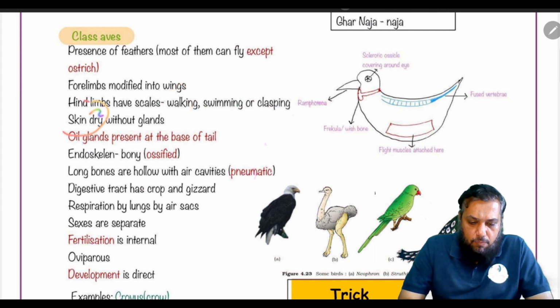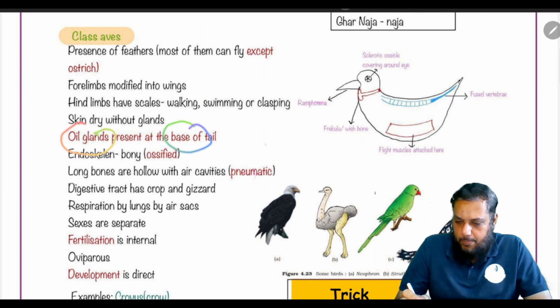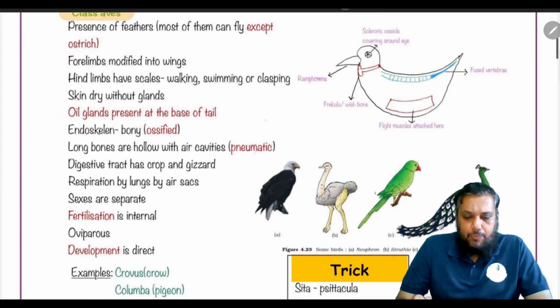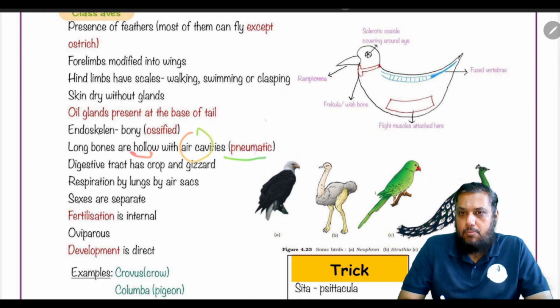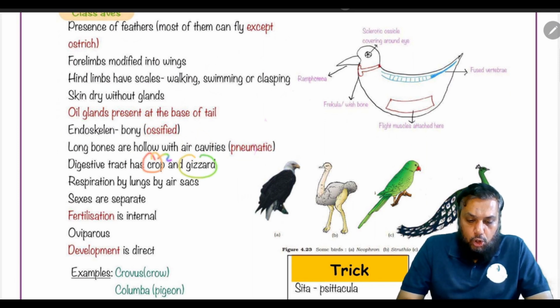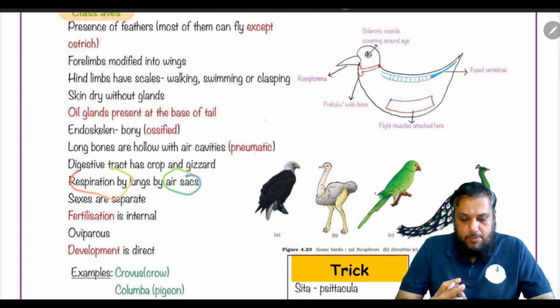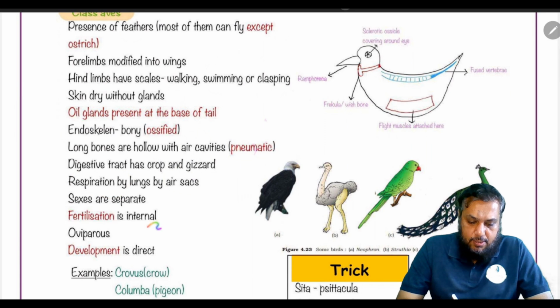Their skin is dry without any glands, except some of them have oil glands at the base of the tail. इसको preen gland भी कहते हैं. Endoskeleton is bony, ossified, and their long bones are hollow with air cavities. Such bones are called pneumatic bones. इनका जो digestive system होता है, उसके पास crop and gizzard है. The crop stores the food, the gizzard crushes it. The respiration is by lungs, which are supported by air sacs. Sexes are separate, and fertilization is internal. They are oviparous, egg laying, with direct development.